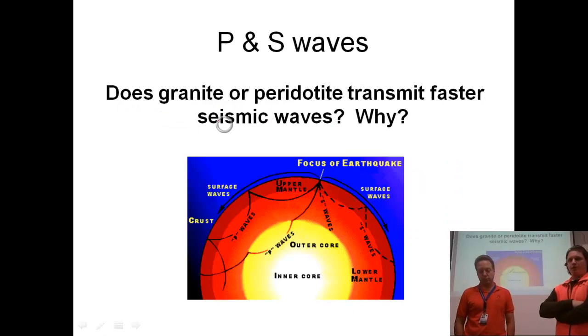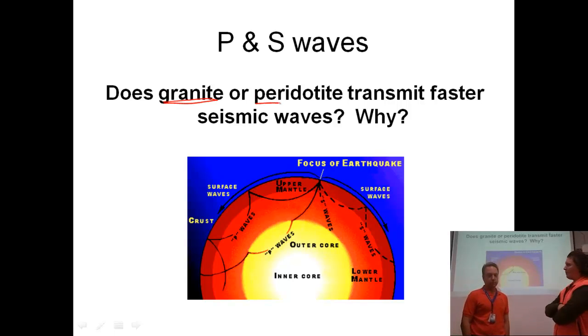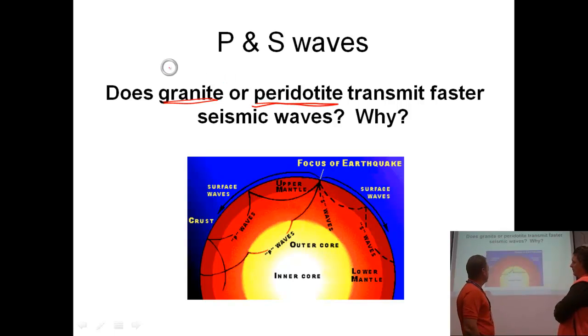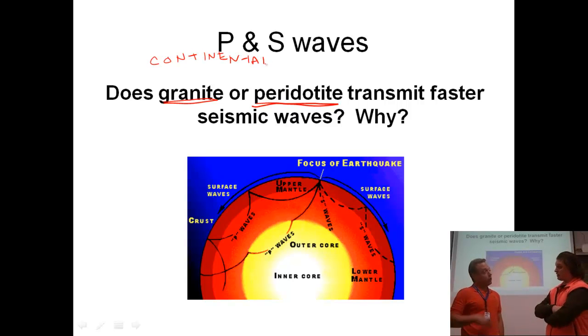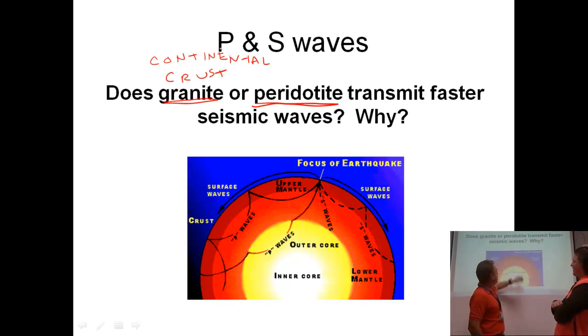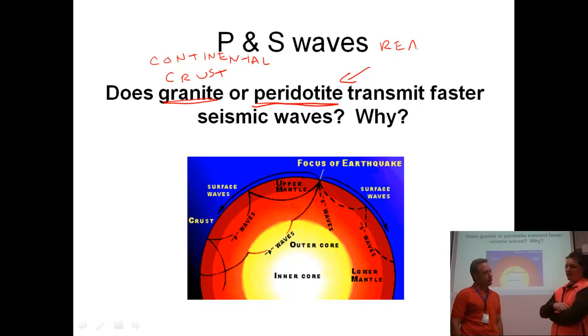All right, so does granite or peridotite transmit faster seismic waves, and why? I don't know. I think we talked a little bit about granite. Actually, I did a little bit in my class this week when we were talking about some of the geologic structures out west, some of the batholiths and mountain structure. But peridotite, I haven't heard that one. I don't think we've talked about that. I think that's a really iron-rich mineral that's way down at the mantle base. Yeah, you're right. That's exactly where it's at.